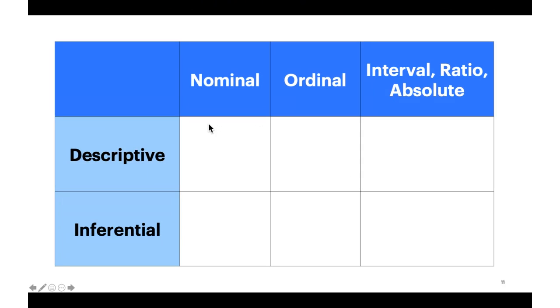So what we are going to do in the remainder of the lecture, essentially, is try to fill in this table. We have nominal, ordinal, and numerical (interval, ratio, absolute) as columns, and descriptive and inferential as rows. We are going to start with nominal descriptive, then go for nominal inferential, then consider the ordinal scale, and then finally consider interval, ratio and absolute.